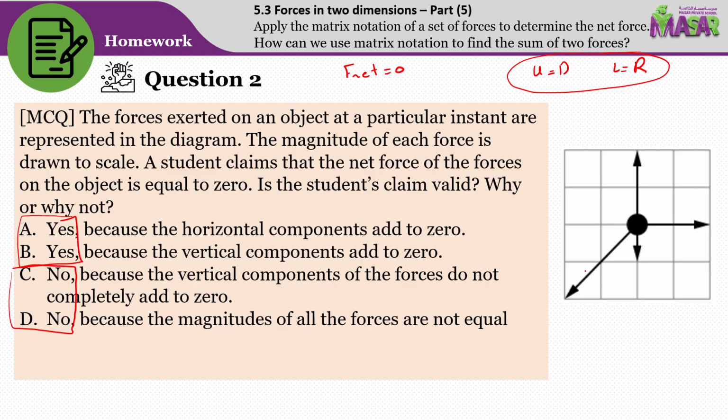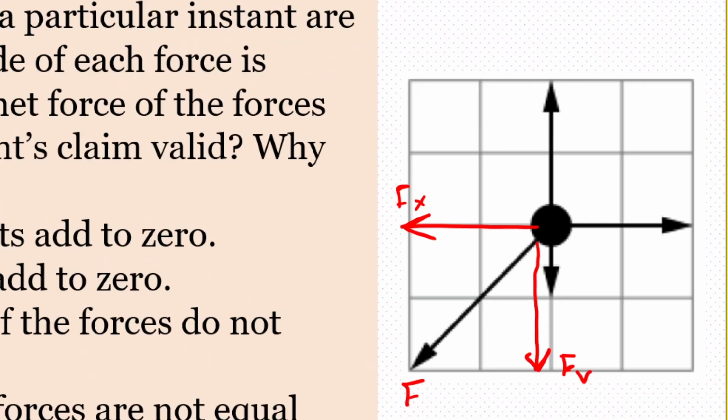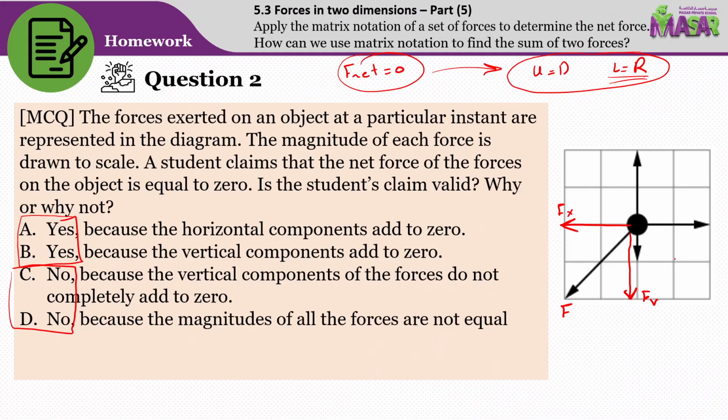Now, whenever we have an angled force, we need to decompose it into two components. Let me decompose it for you. So we have here the decomposition, the horizontal one and the vertical one of this force. Let me call it F, and this is Fx, and this is Fy. Now, if it's true that the net force is equal to zero, then directly we can say that up equals down and left equals right. It's obvious that left equals right because on the left hand side we have two boxes for the force, on the right hand side we have two boxes.